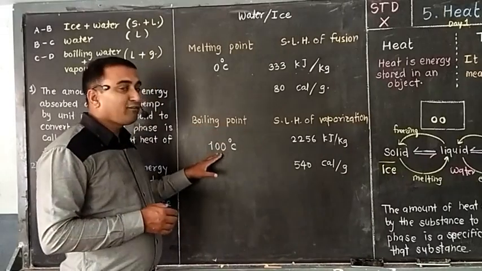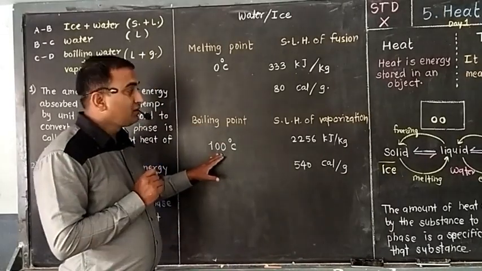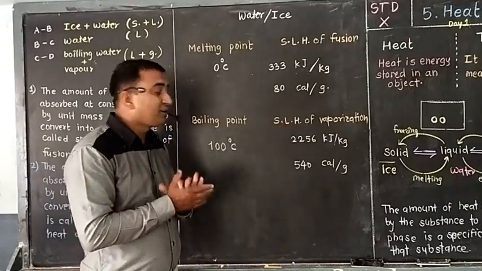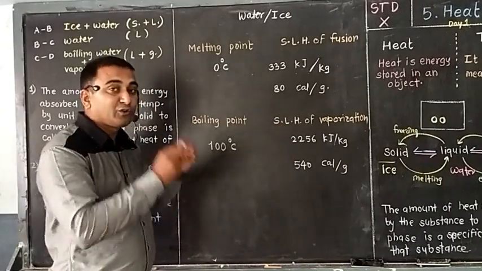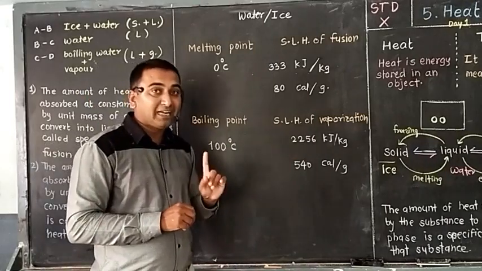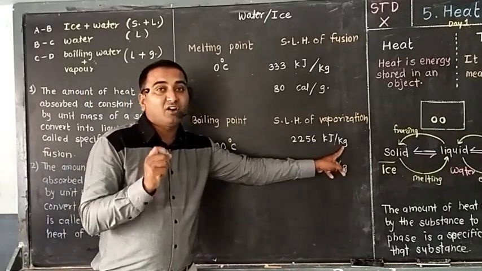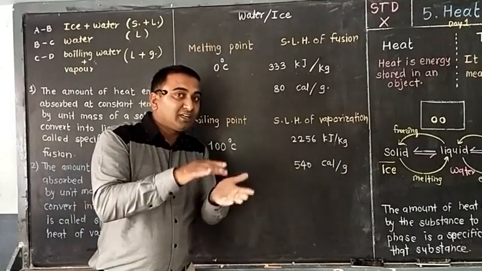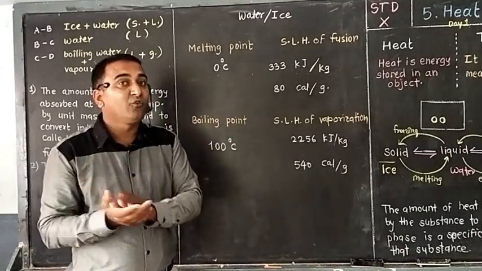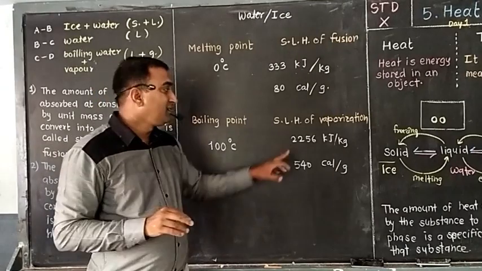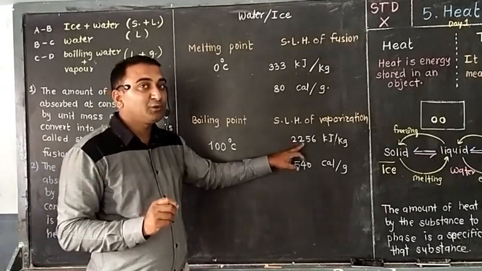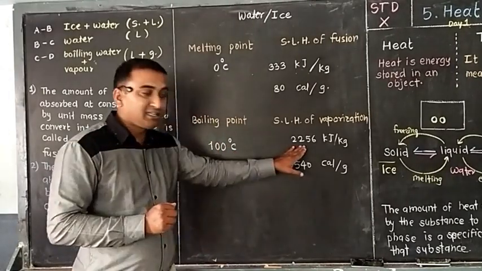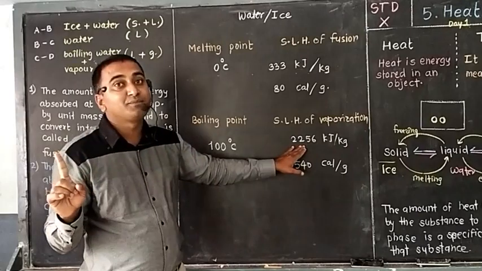See, the boiling point of water is 100 degrees Celsius. So what is the specific latent heat of vaporization? It is 2256 kilojoule per kilogram. That means if you have 1 kg of boiling water at 100 degrees Celsius, to convert it into vapors at 100 degrees Celsius, it will consume 2256 kilojoule of energy. It will absorb that much energy, but it will not change the temperature.